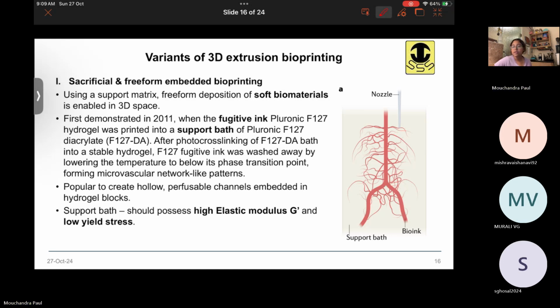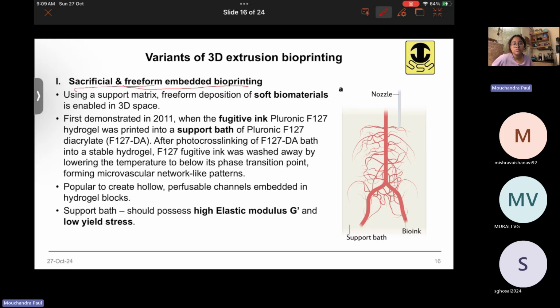Okay. So now we discussed the bioink designs, like what all bioink types people make and how they design them. Okay. What are the advantages and disadvantages of these designs? Next is forms of extrusion-based 3D bioprinting. Okay, what are the forms, or variants, versions of 3D bioprinting of this type? So we will discuss around 3 types that people have developed. So the first type is sacrificial and free-form embedded bioprinting.